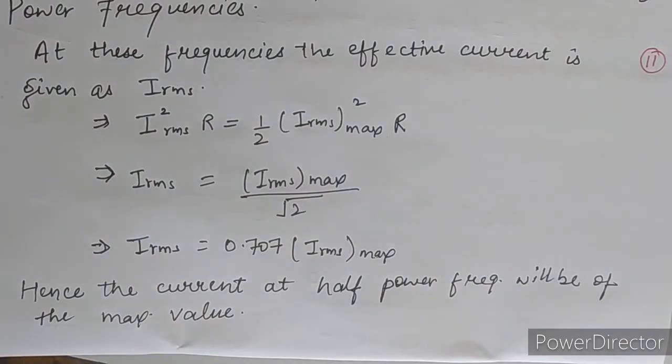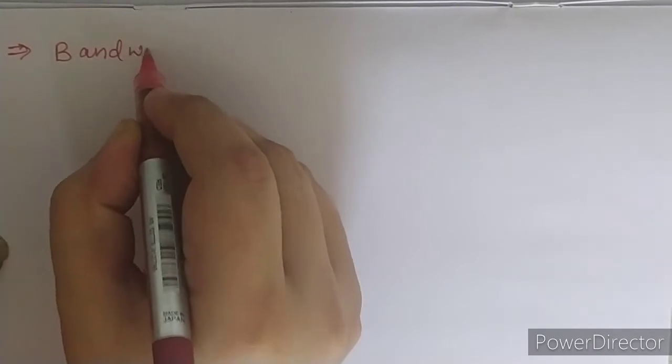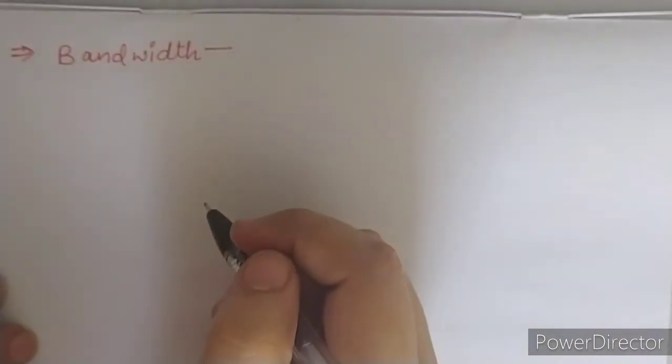Now the next topic, which is bandwidth. Now we are going to discuss the bandwidth of an LCR resonance circuit. Clear? In the LCR resonance circuit, the gap between the half power frequencies is called the bandwidth.